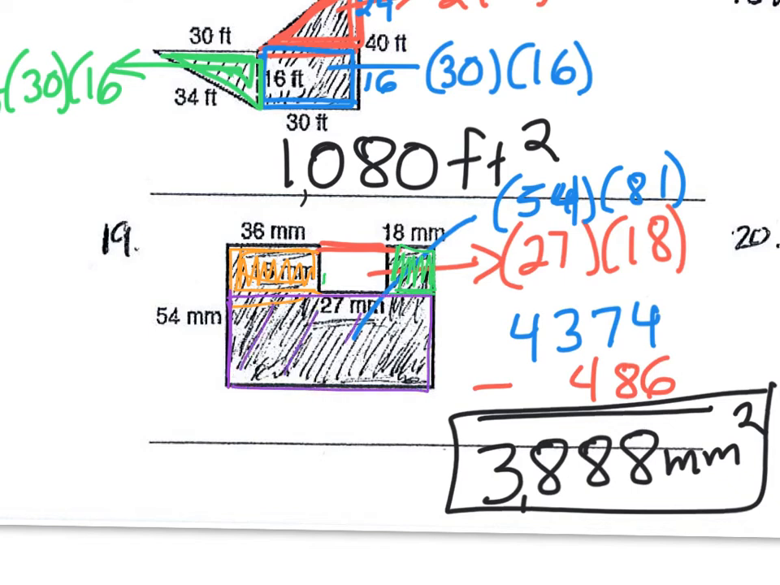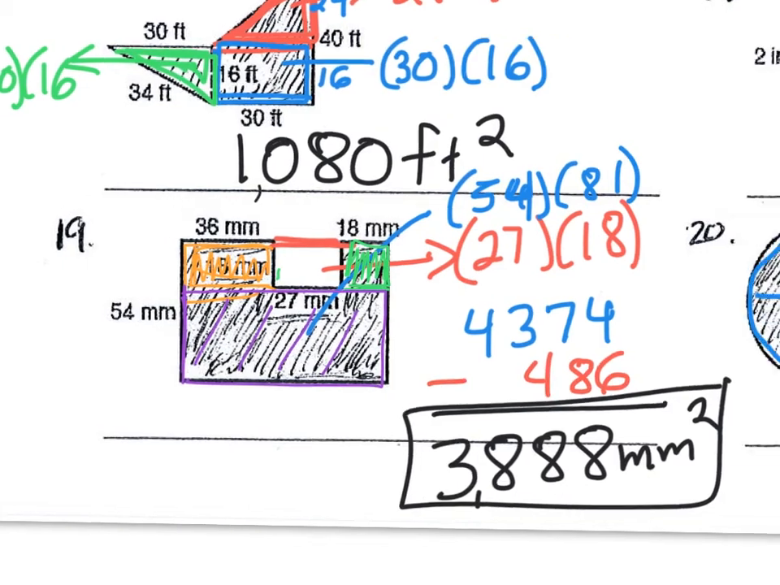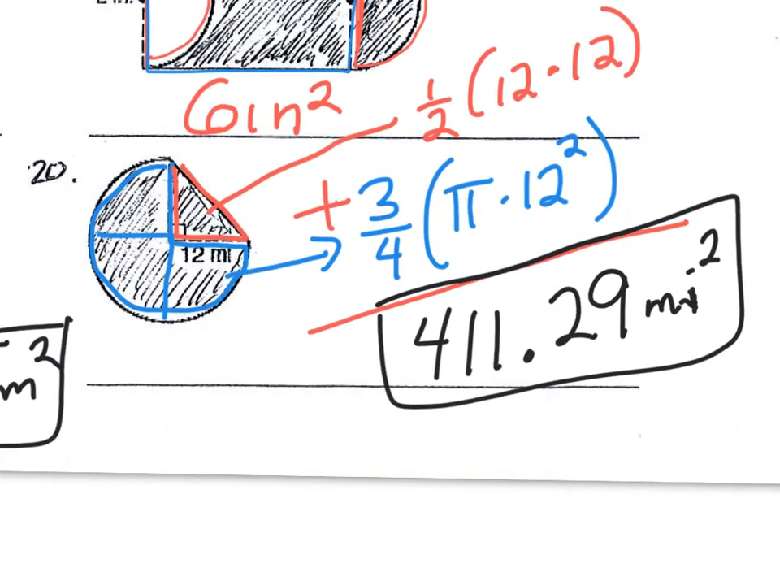Okay, you can also do that, yes. So if you want to use addition, you just add those three. But if you use subtraction, you just subtract the empty space from the whole rectangle. So there's two ways of doing it. Good, okay. So now let's move on to number 20.